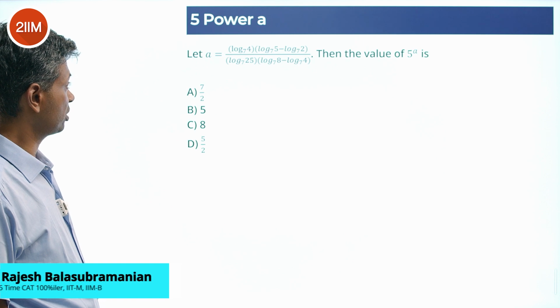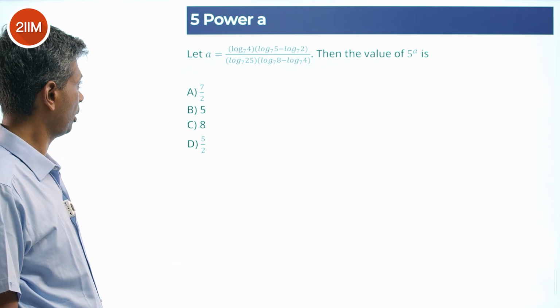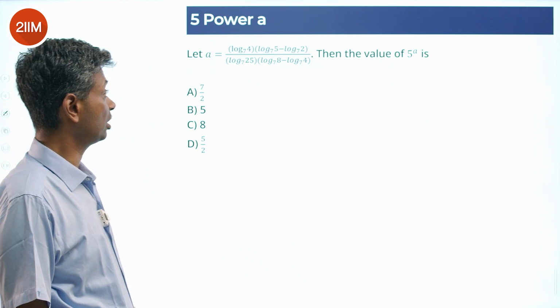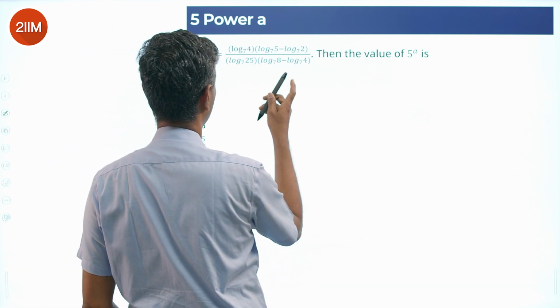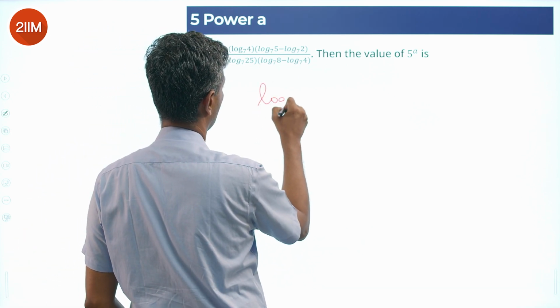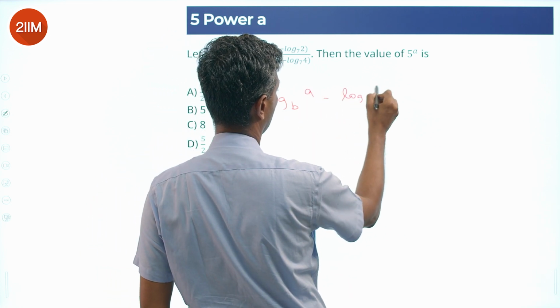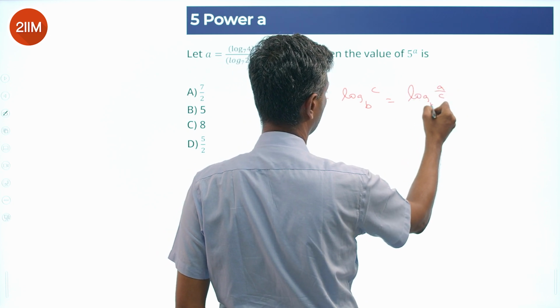log 4 to the base 7 into log 5 to the base 7 minus log 2 to the base 7, by log 25 to the base 7, log 8 to the base 7 minus log 4 to the base 7. Okay, what do we do here? We say, hey, log a to the base b minus log c to the base b is log of a by c to the base b.